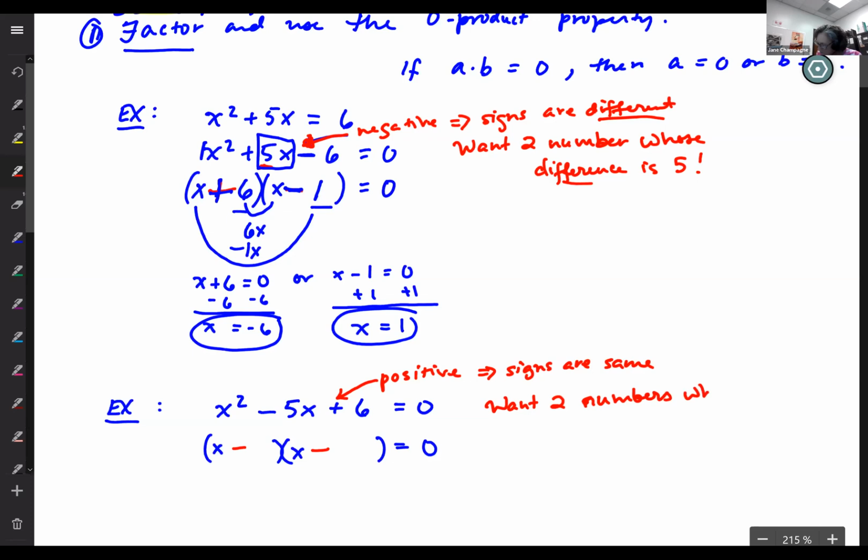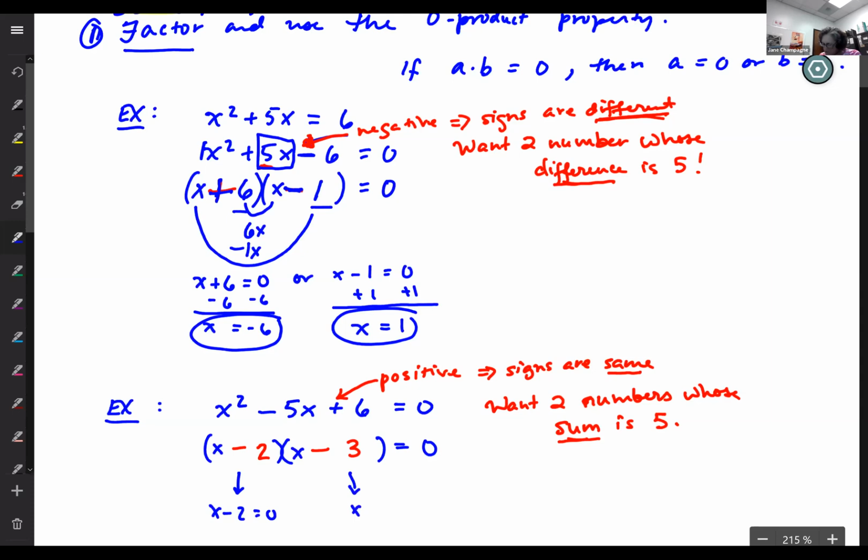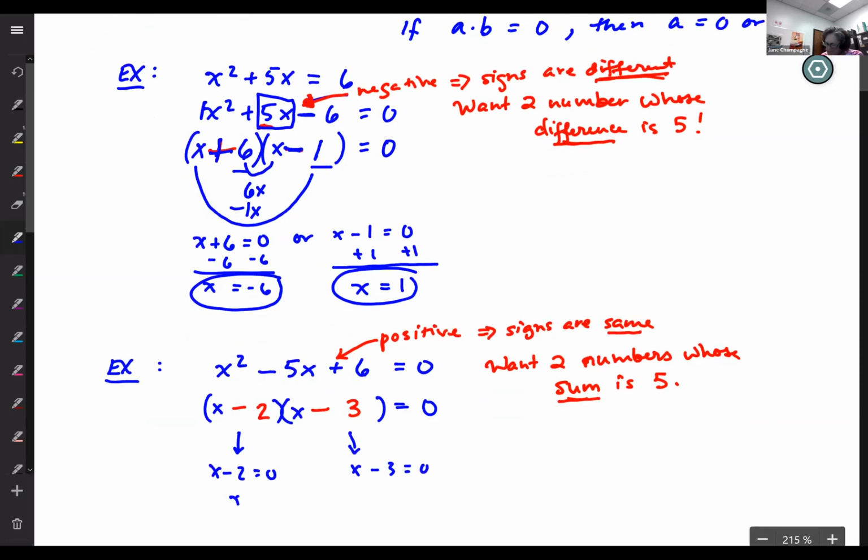We want two numbers whose sum is 5. So I always like to remember that if the signs are different, you want their difference to be the middle number. If the signs are the same, you want the sum to be the middle number. So here we do want 2 and 3, both negative, so that their product is positive, and then the inside and outside give you the -5. So now, x minus 2 equals 0, or x minus 3 equals 0, gives you x equals +2 for one solution, x equals +3 for the other solution.